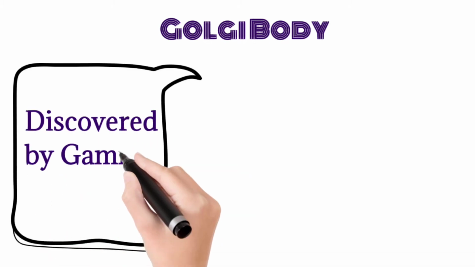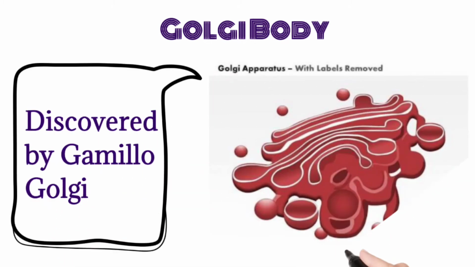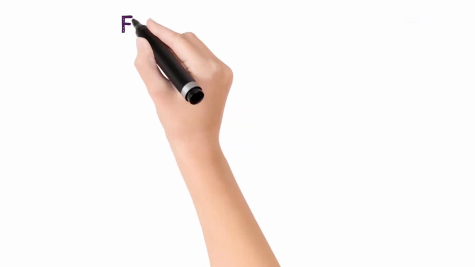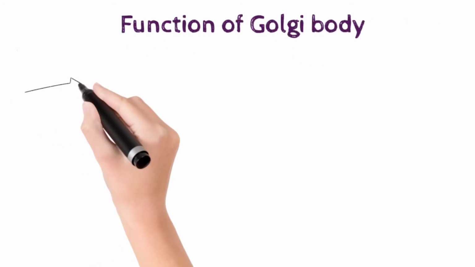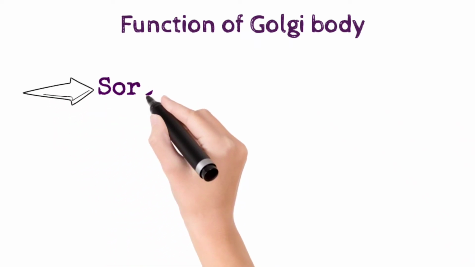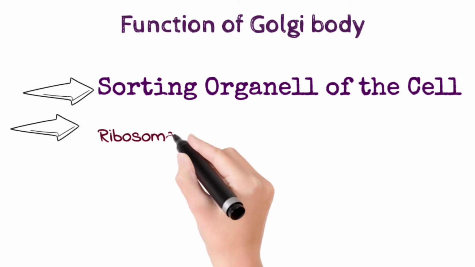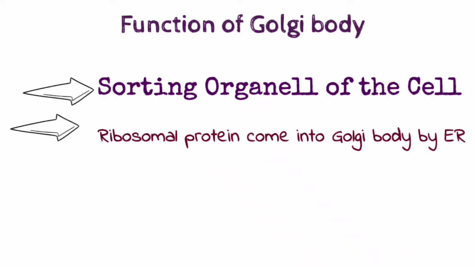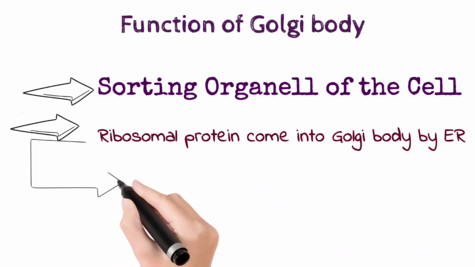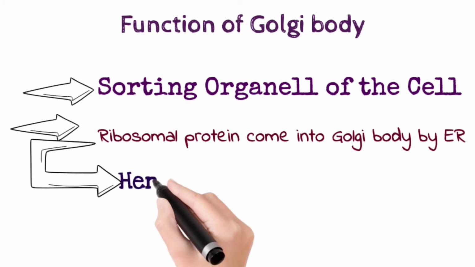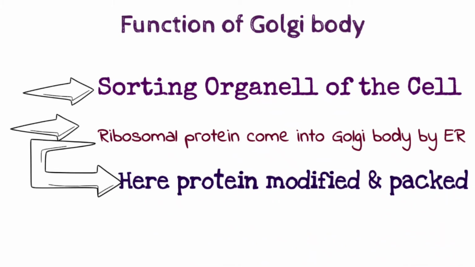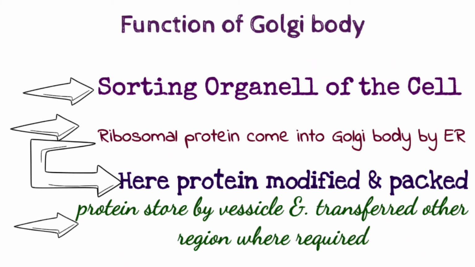Another one is called the Golgi body. The Golgi body was discovered by a scientist, Camillo Golgi. Therefore, it is named so. Now we will discuss the Golgi body's function. It is the sorting organelle of the cell. Ribosomal protein comes into the Golgi body through the endoplasmic reticulum. Here the protein is modified and packed. After modification and packing, the protein is stored in vesicles and transferred to other regions where it is required.